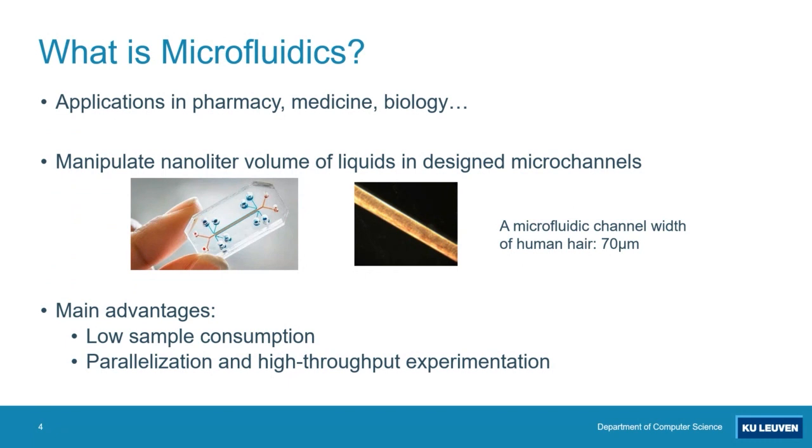Microfluidics is becoming very popular in this field because it can manipulate nanoliter volumes of liquids in designed microchannels. These channels can have the width of a human hair. It has the advantage of low sample consumption due to its small size and dimension. More importantly, it can enable parallelization and high-throughput experimentation, meaning that we can do multiple experiments at the same time. Hence, it will reduce the cost of time and labor significantly.